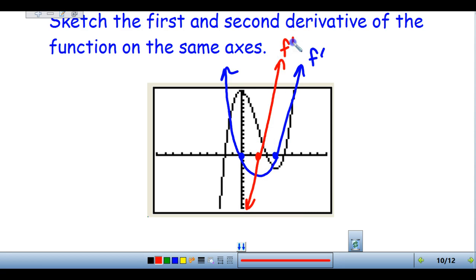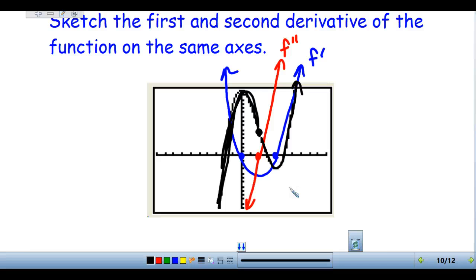So something to note, though, is on the original function, the function's concave down up until this point. And notice that the second derivative is below the x-axis there, noting that I would expect the function to be concave down. Similarly, after that point, the original function's concave up, and the second derivative is positive. So you have just some more information to help you better sketch graphs now that you know what a second derivative can tell you.